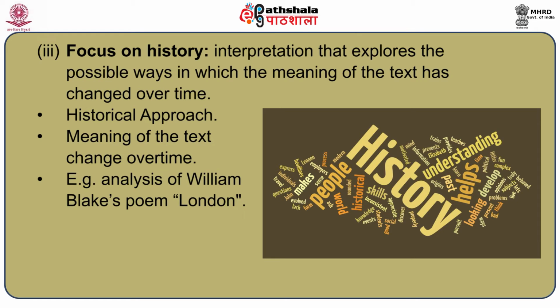A context that necessarily includes, of course, the artist and biography too, and the society too. A historical reading begins by exploring the possible ways in which the meaning of the text has changed over time. The analysis of William Blake's poem London, for example, can be said to contain certain words which had different connotations for the poem's original readers than they have today.